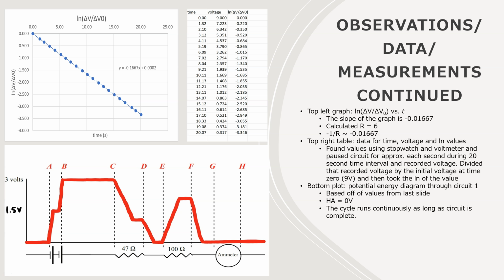The slope of that graph is -0.01667. The calculated R that I got, based off of the physics principles from earlier, was 6. -1 over R is approximately -0.01667, or close enough. The bottom plot is the potential energy diagram through circuit 1. It's based off of the values from the last slide, from A to B, B to C, and etc. From H to A would also be 0 volts, and the cycle runs continuously as long as the circuit is complete.